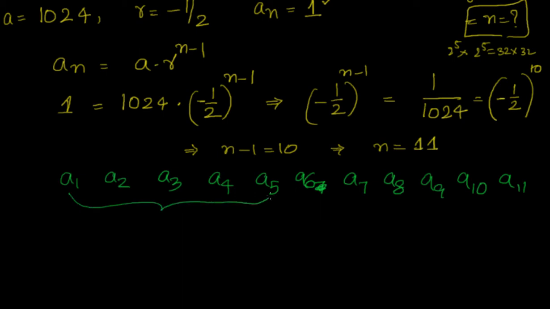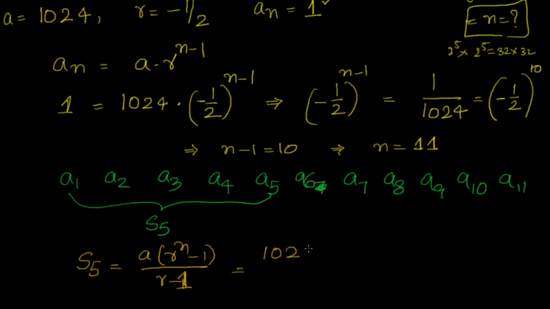First 5 terms is very simple. I have to do S5. So I know the formula for S5. I will say simply S5 equal to a into r to the power of n minus 1 divided by r minus 1. That is equal to a is 1024 into r is minus 1 by 2 to the power of n minus 1. What's the value of n now? 5. 5 minus 1 is how much? 4.